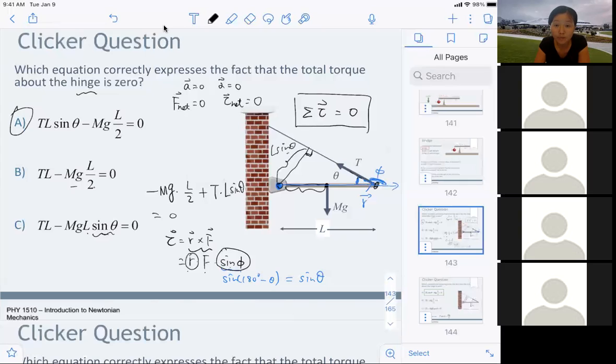Professor. Yeah. So this might sound really stupid, but I get more tripped up doing it with angles than I do with the cross product matrix process. Is it okay if I do it with the matrix process on the test?